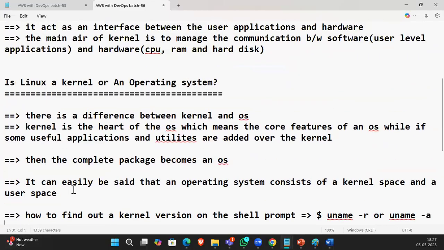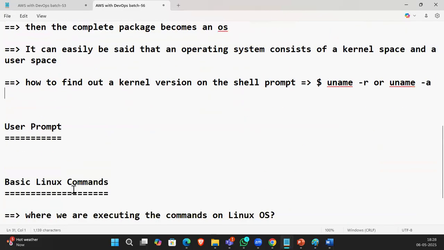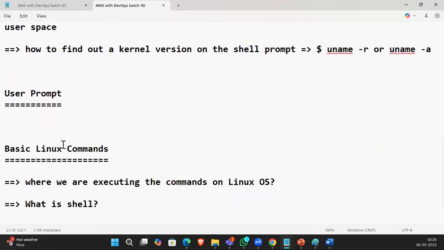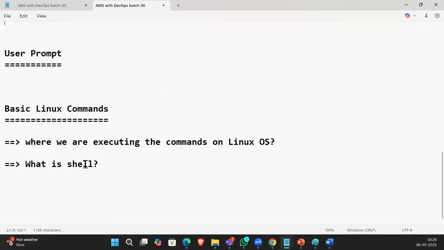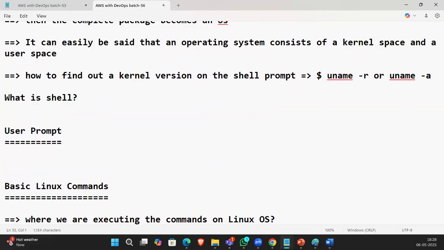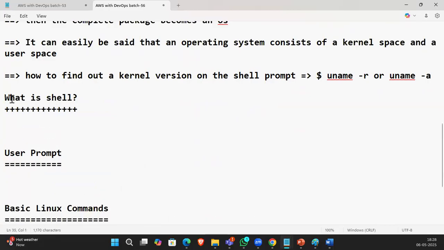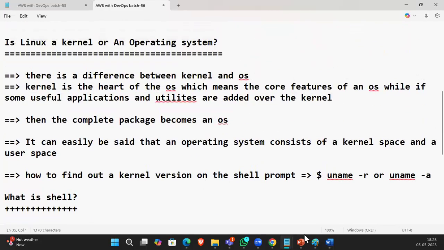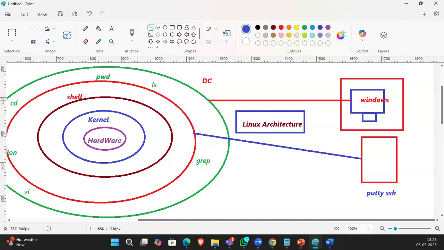Guys, now you understood? So what is a kernel? What is the operating system? Guys, understood? Yes, sir. So now what is a shell? Guys, what is a shell? Does anyone know what is a shell? You already know the shell. Shell contains commands.